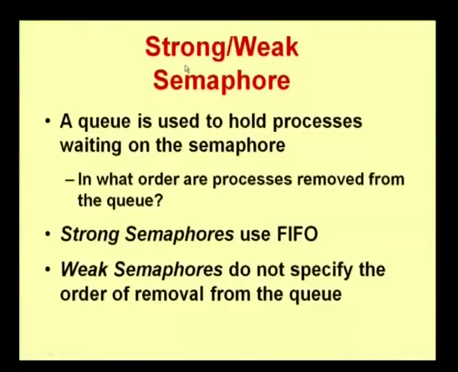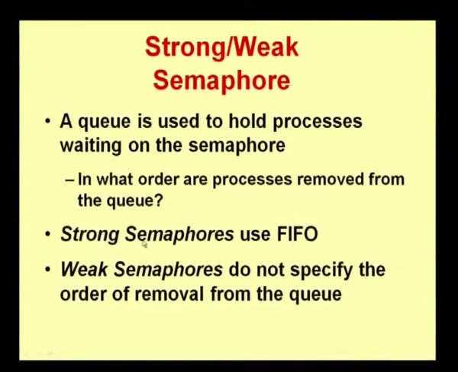You are not queuing, you are not prioritizing, you are not assigning anything. You randomly pick a process and allocate it to a resource. You randomly pick the child and give the chocolate to him. That is called a weak semaphore. In the case of strong and weak semaphores, a queue is used to hold the processes waiting on the semaphore.